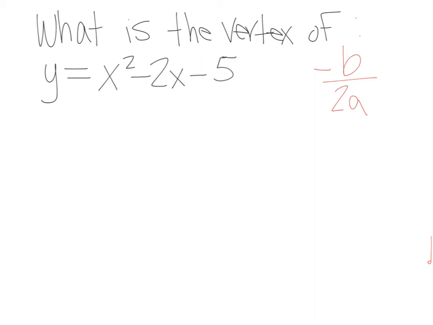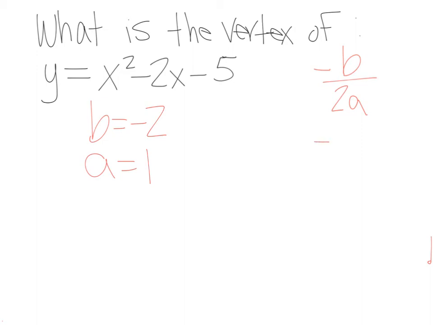So we're going to plug in b and a. First we need to find out what b and a are. B is negative 2, and a is equal to the number in front of x squared. A is equal to 1. So I'm going to plug these into my formula.